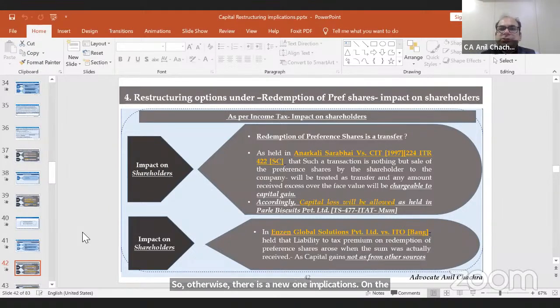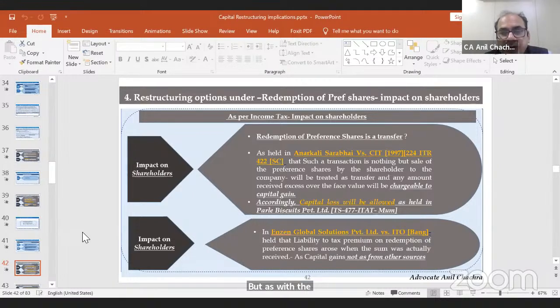Redemption of preference shares is a transfer. When we discuss the redemption in the hands of the shareholders, the answer would be yes. In the Anarkali Sarabhai case, the Supreme Court has mentioned that it's a part of sale, because redemption is a sale and the company is getting the shares back. So that means it's a part of sale. Accordingly, if I am getting something lesser as compared to the face value, will the capital loss be allowed? The answer would be yes, the capital loss will be allowed, as per the Parle Biscuit case.